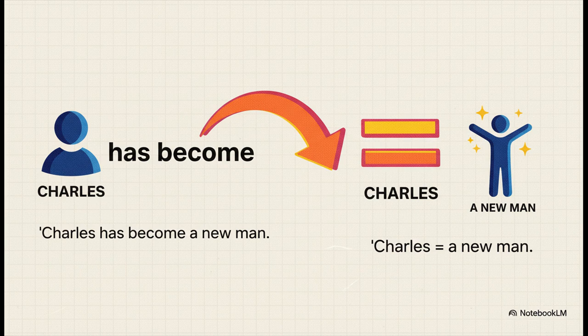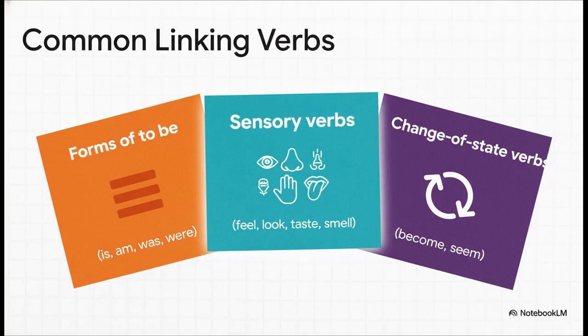Charles has become a new man. Does that work as Charles equals a new man? Yes, it does, perfectly. The verb is just acting as a link, an equals sign. And here are the usual suspects.